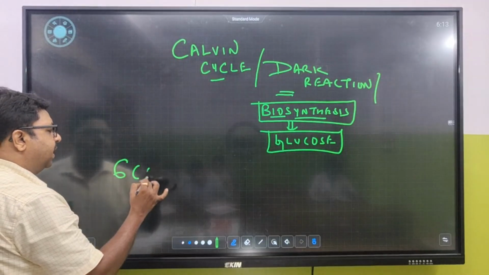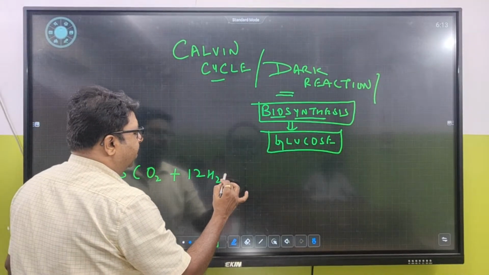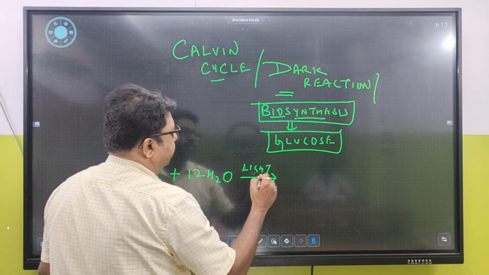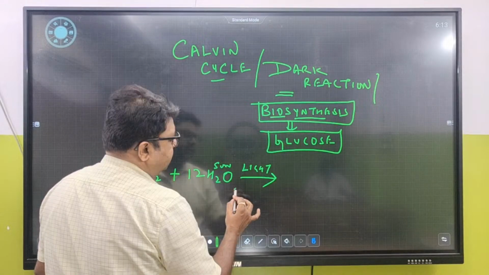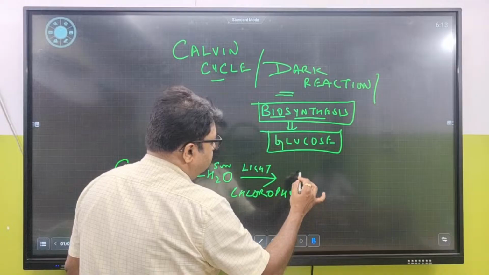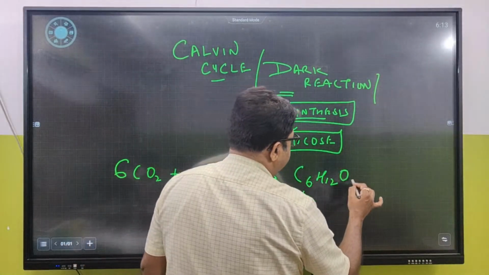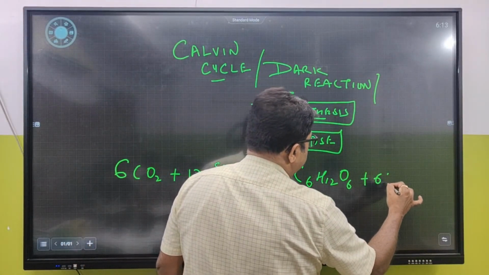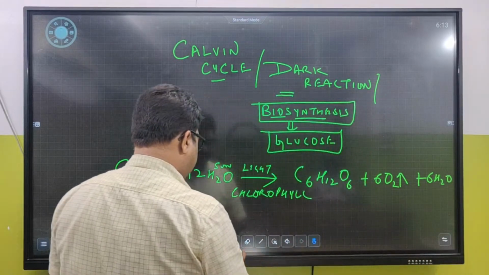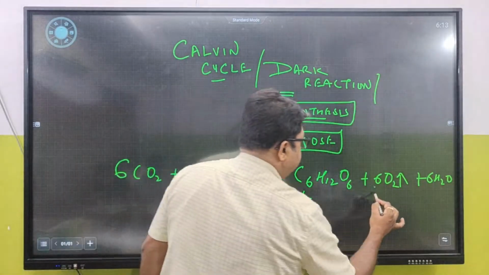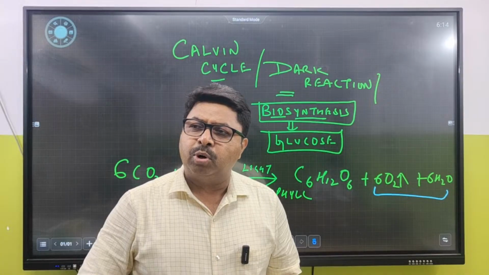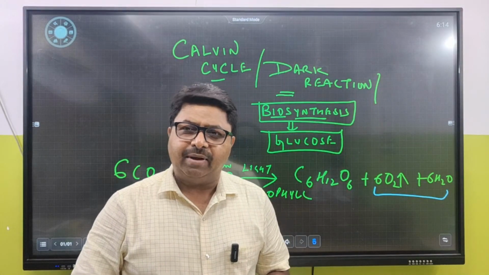Now think about it. What is the chemical reaction? 6CO2 plus 12H2O, in presence of sunlight and chlorophyll, will give us C6H12O6 plus 6O2, which gets released, plus 6H2O. Now tell me, in this chemical equation, these two, we have got these two as a byproduct in dark reaction or light reaction?